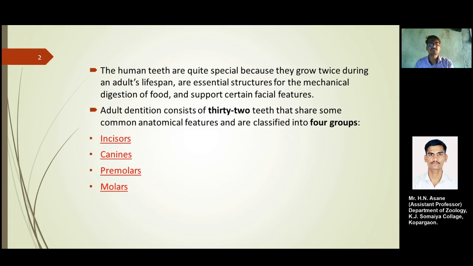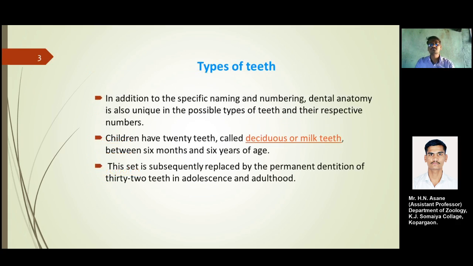The adult dentation consists of 32 teeth that share some common anatomical features and are classified into four groups: incisors, second canines, third premolars, and the last group the molars. So let's see the types of teeth one by one. In addition to the specific naming and numbering, dental anatomy is also unique.